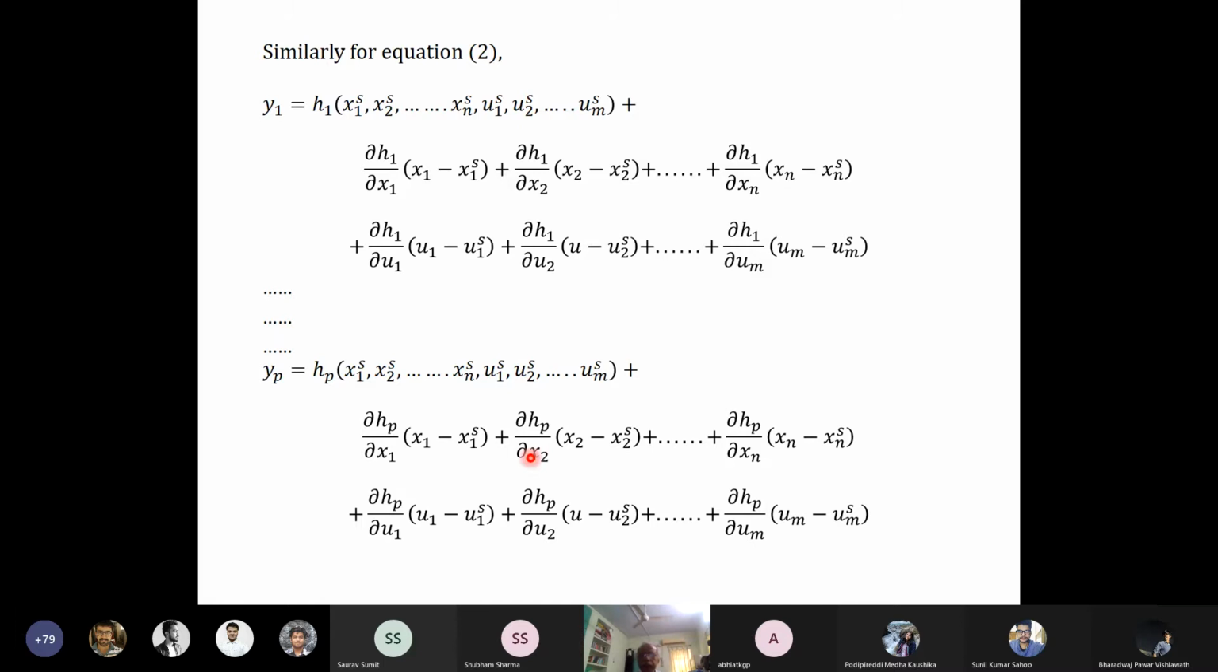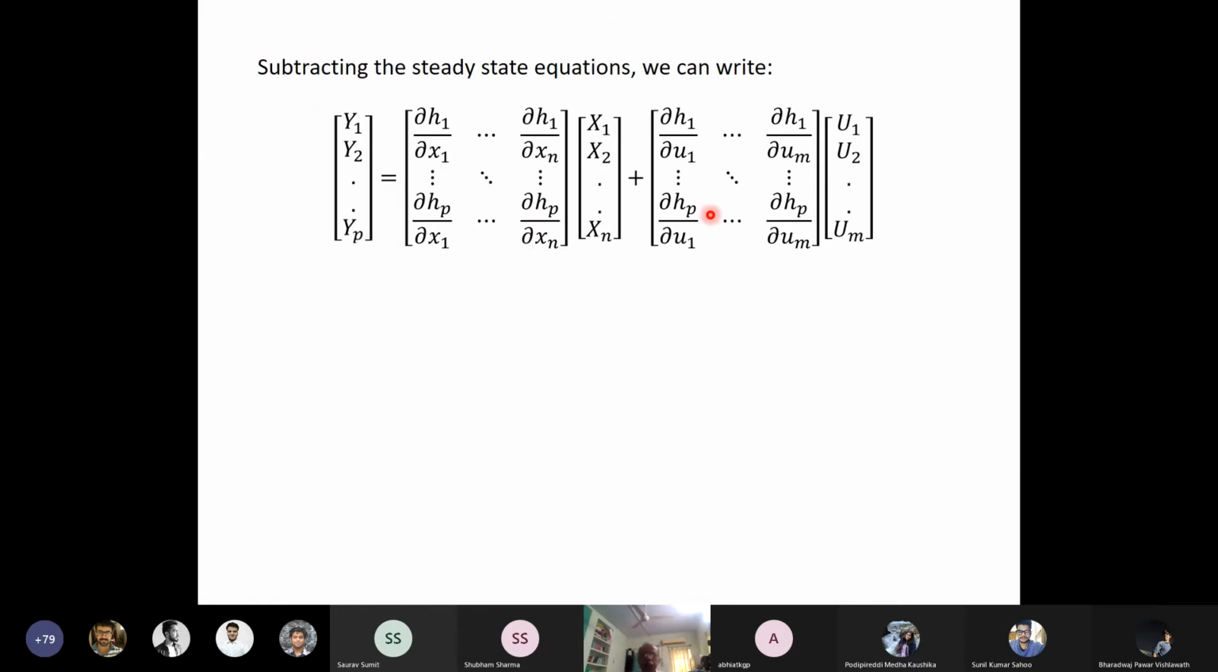Now I subtract the steady state value. These are the steady state components. If I subtract them, they will vanish, and I will have only the dynamic component. If I rearrange, I will have equations like this: y1 to yp, then the derivative of h with respect to the state variables multiplied by the state vector, plus the derivative of h with respect to the input vectors multiplied by the input vector.